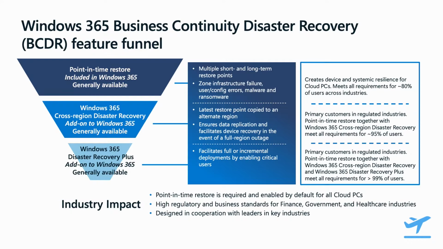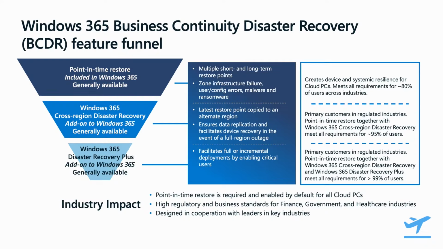With cross-region disaster recovery, the latest restore point is copied to an alternate Azure region selected by the administrator. This ensures that data is replicated outside the primary region and that the Cloud PC can be recovered even if an entire region becomes unavailable. Point-in-time restore combined with cross-region disaster recovery meets the requirement for approximately 95% of Windows 365 users.